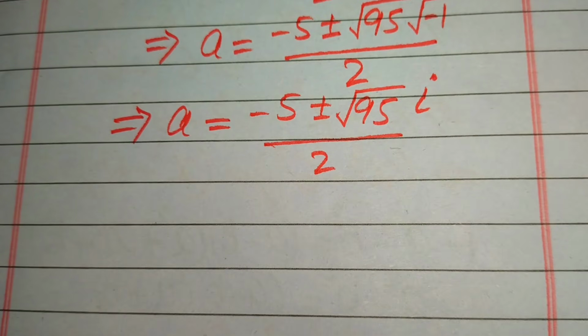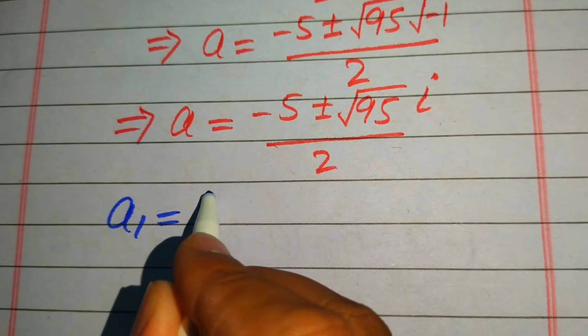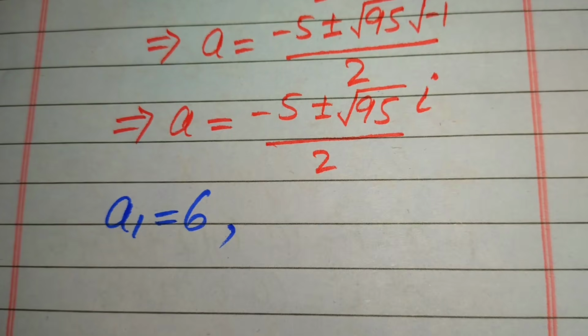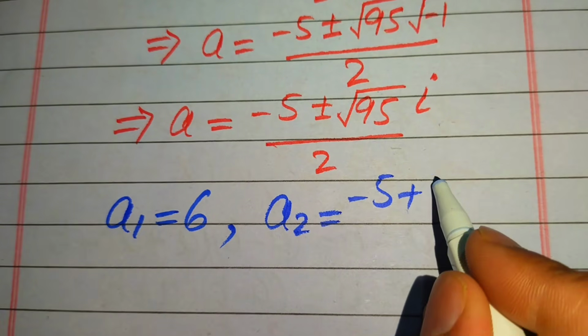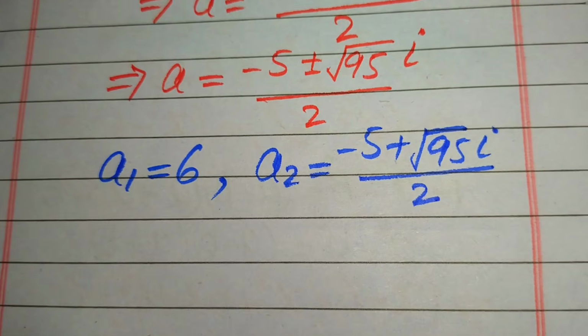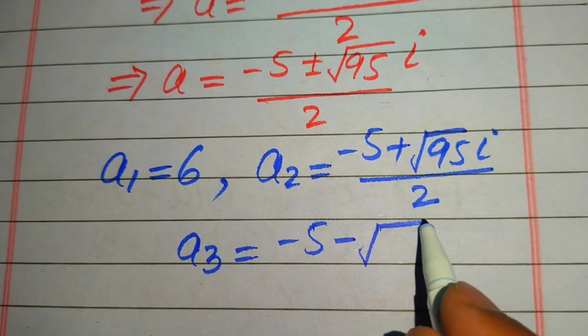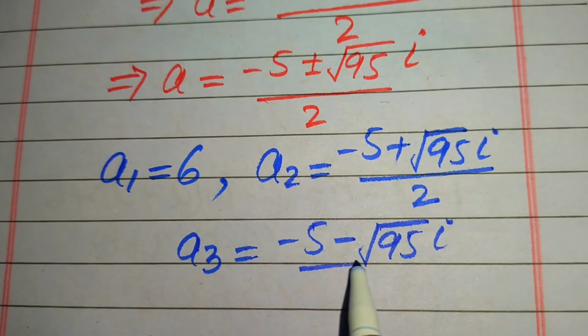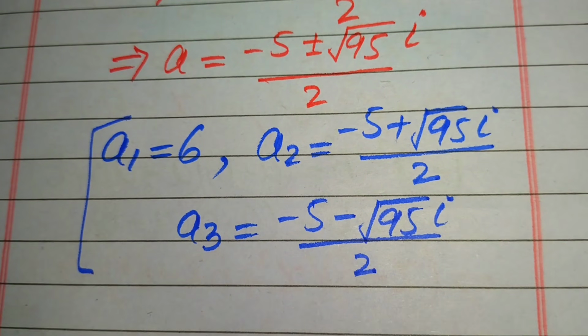So finally we have three roots of the given equation, in which the first root is the real root, and it is a1 equals to 6. This is the first real root of the given equation, and from here we have a2 is equal to minus 5 plus square root of 95 iota, divided by 2. This is the second root of the given equation, and a3 is equal to minus 5 minus square root of 95 iota, divided by 2. This is the third root of the given equation. And finally, these are the three roots of the given equation, and this is the final answer.